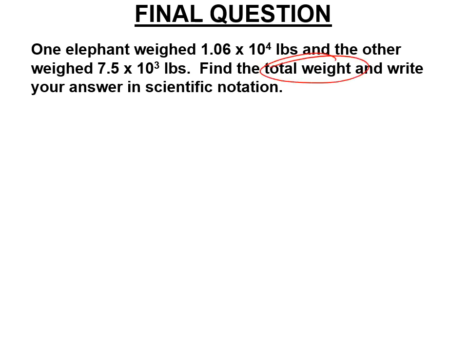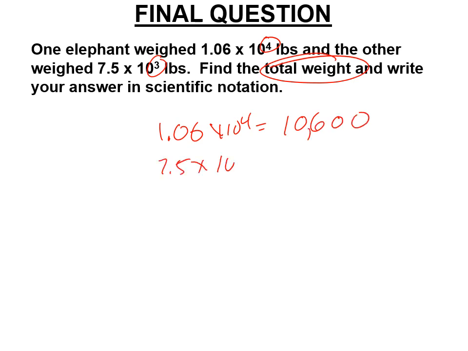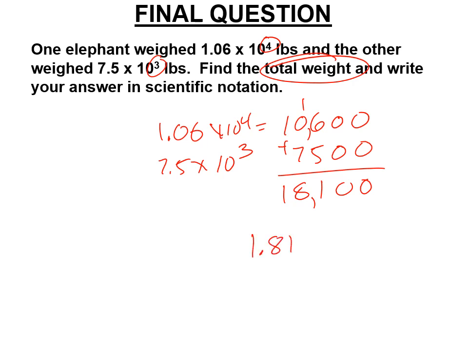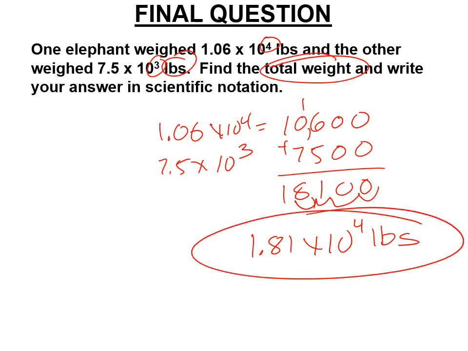Find the total weight. All right, different exponents. 1.06 times 10 to the 4th is, move it 4 times, add 2 zeros, 10,600. 7.5 times 10 cubed, move it 3 times, get 2 zeros. And we're finding a total, so we're adding that together. And I'm getting 18,100. So it's 1.81 times 10 to the 1, 2, 3, 4. And make sure, I'm worried that I forgot units on one of the word problems, but you're putting words on all your word problems. Good luck on the homework.